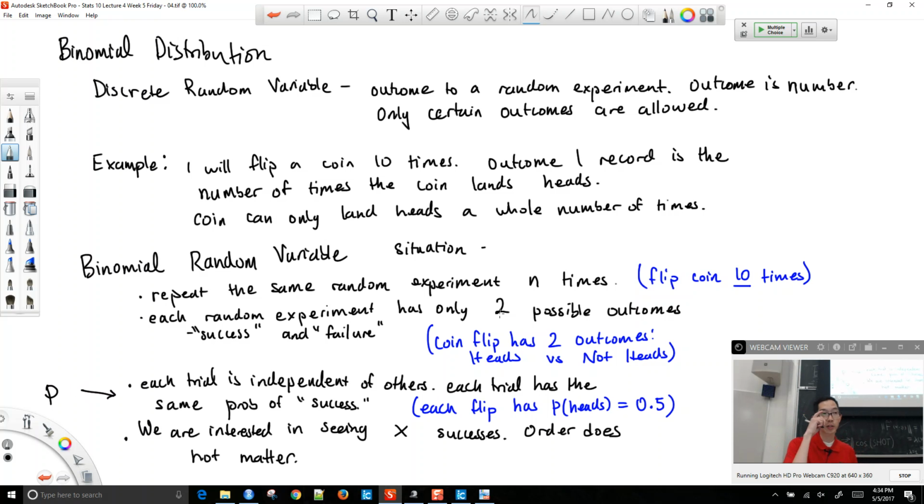So we repeat a random experiment n times. Every time we do it, you have the same probability of success p, and we are interested in seeing x successes. Order does not matter. So if we say, I'm going to flip the coin 10 times, and I want to know the probability the coin lands heads 4 times out of 10, I just want to get 4 heads out of 10 flips. I don't care if it's the first 4 flips that end up heads, or the last 4, or if it's flips 2, 3, 7, and 9. I just want to have 4 flips end up heads. So we are interested in just seeing x successes, whatever we decided to call a success, and the order does not matter.